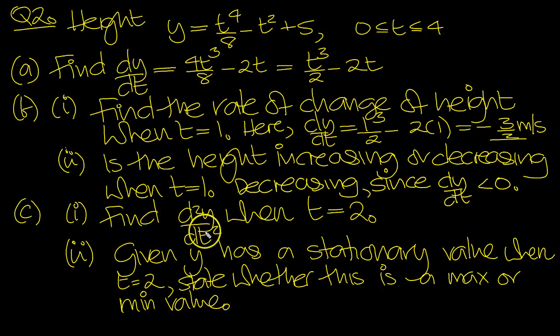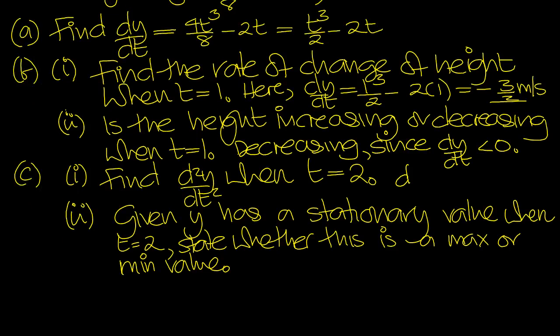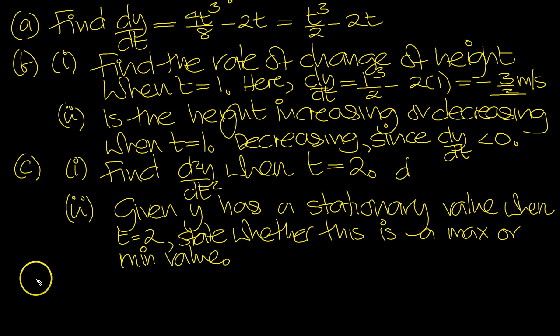Find d2y/dt squared when t equals 2. So let's get the second derivative now. Here's dy/dt here. So let's put it down below then. So part C.